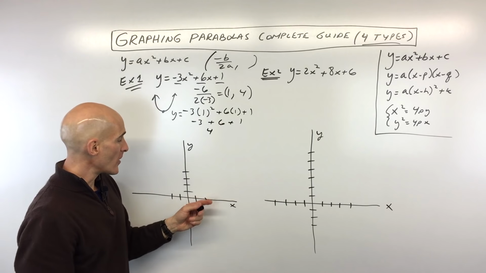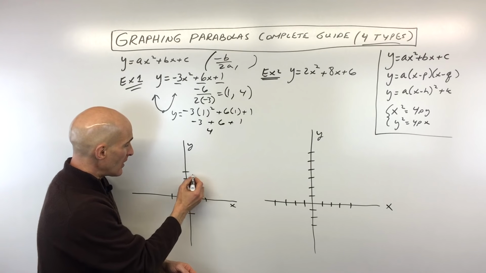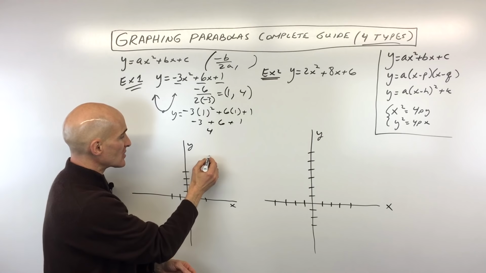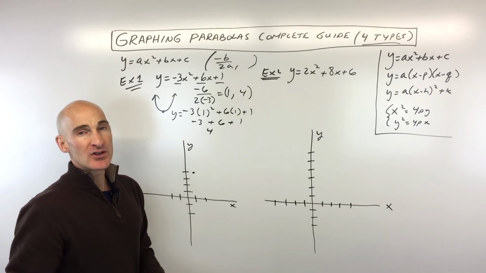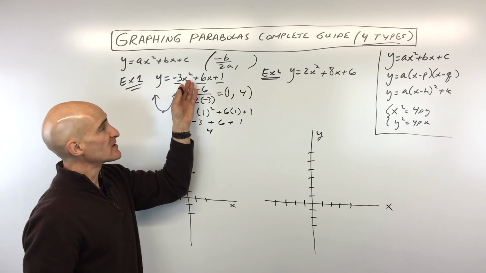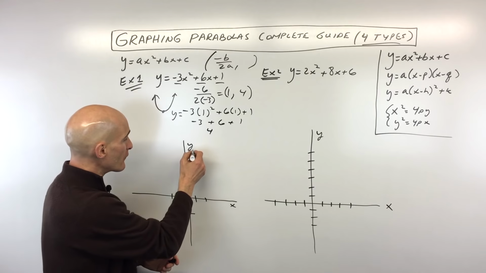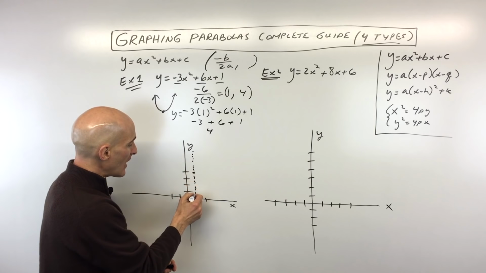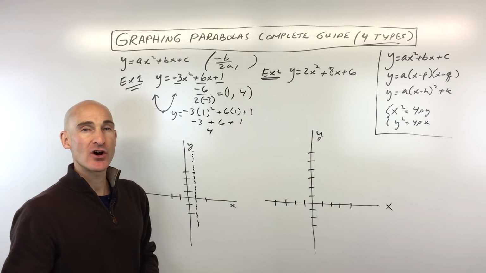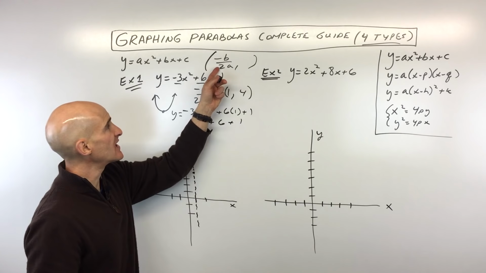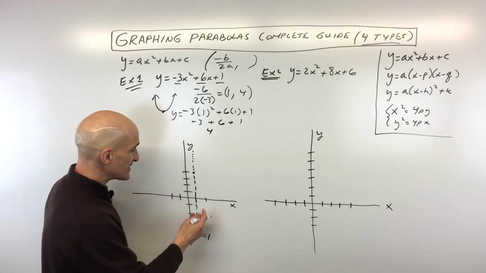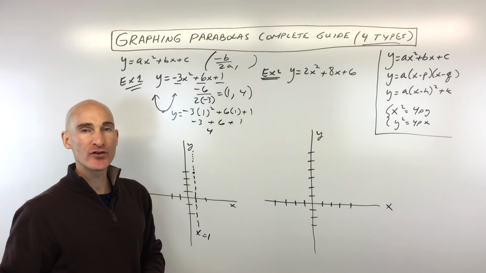Okay, so you're with me so far? So we're going to go right 1, up 4, that's our vertex right there, 1, 4. And the other thing you can do with this type, the y equals x squared type, is draw a vertical line like this through that vertex. That's called the axis of symmetry, and it's going to be this negative b over 2a, in this case x equals 1. Remember, x equals lines are vertical lines.